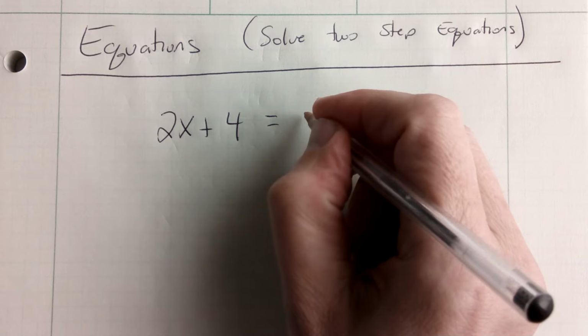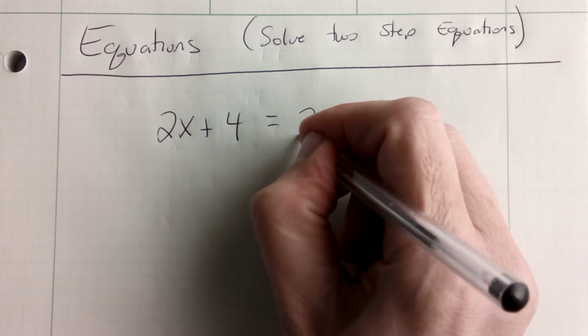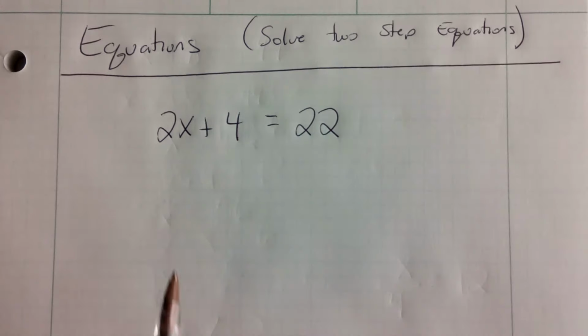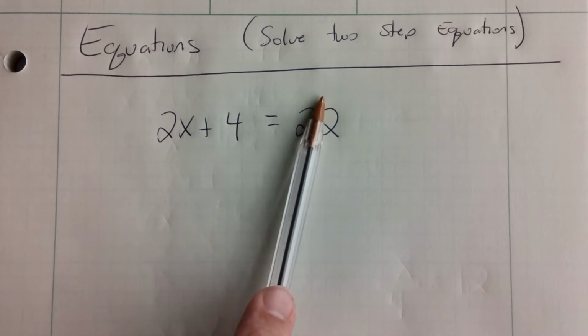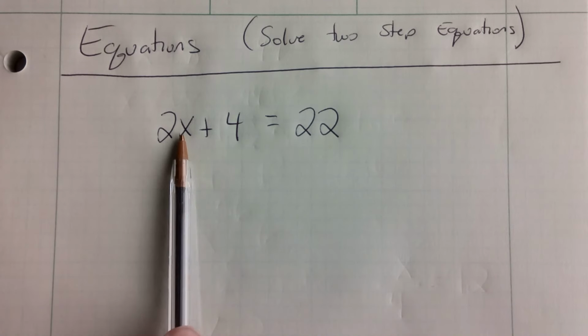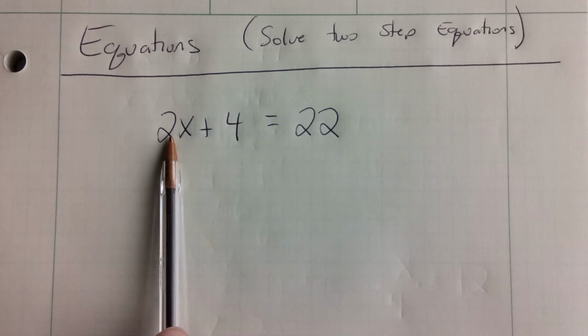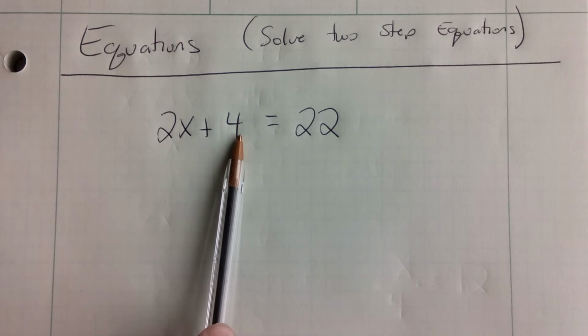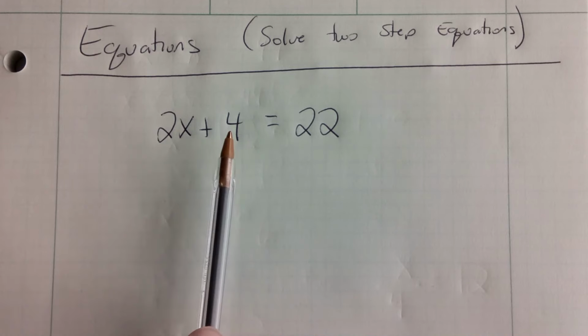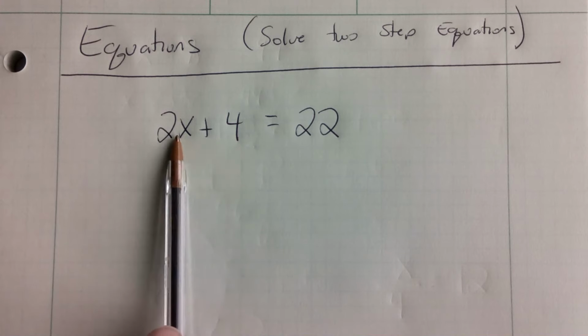So for instance, I don't even care what I put in here. Let's do 2x + 4 = 22. Okay? So what I mean by two steps is this x currently is being multiplied by 2, and then I add 4 to it. Now, in solving a two-step equation, we could sit here and try and guess.